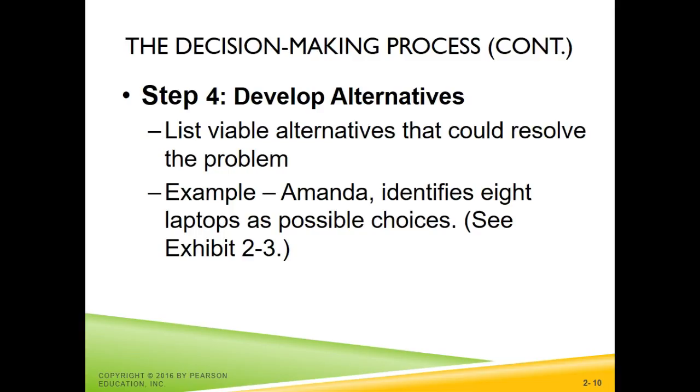The fourth step in the decision-making process requires the decision maker to list viable alternatives that could resolve the problem. In this step, a decision maker needs to be creative, and the alternatives are only listed, not evaluated, just yet. Our sales manager, Amanda, identifies 8 laptops as possible choices.